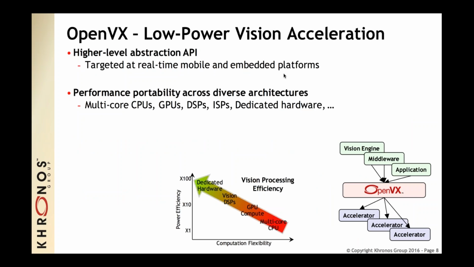The API abstracts the underlying hardware. The implementation can use multi-core CPUs, GPUs, DSPs, ISPs, FPGAs, or some dedicated computer vision hardware. The programmer doesn't need to worry about exactly how the tasks are distributed. The device manufacturers take care of those details instead.